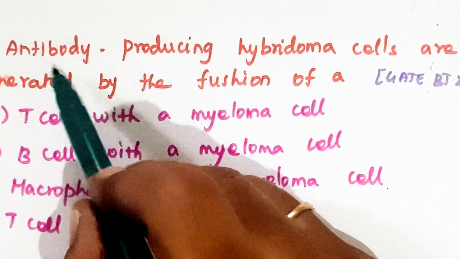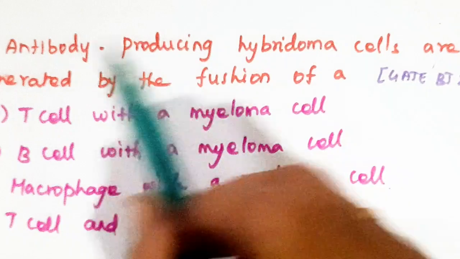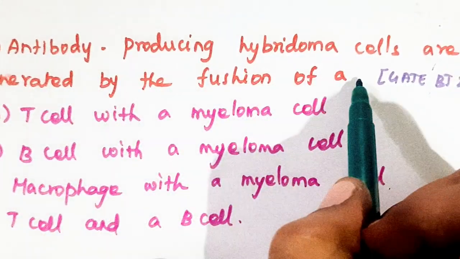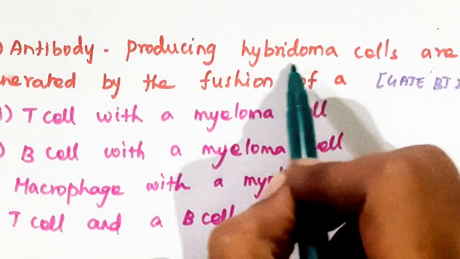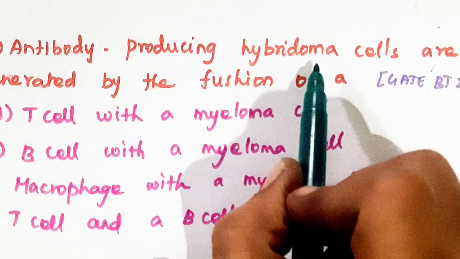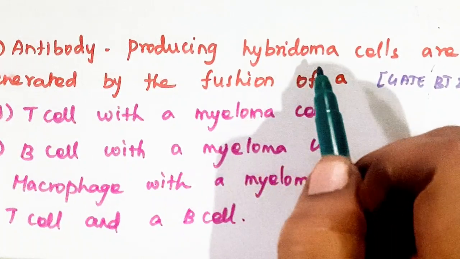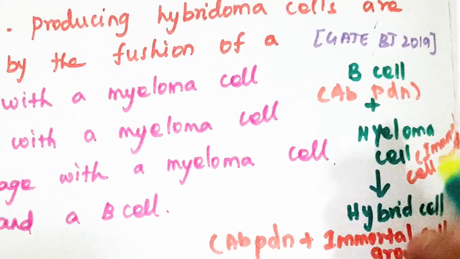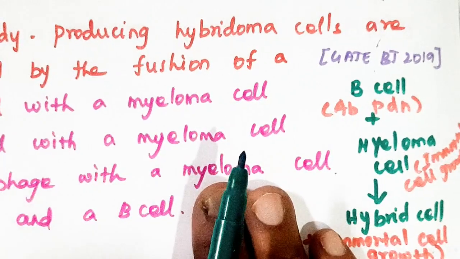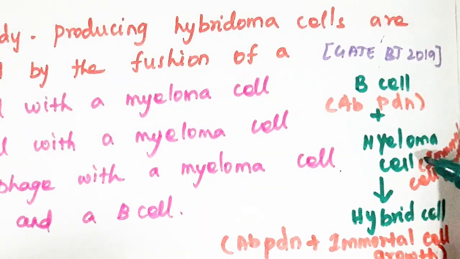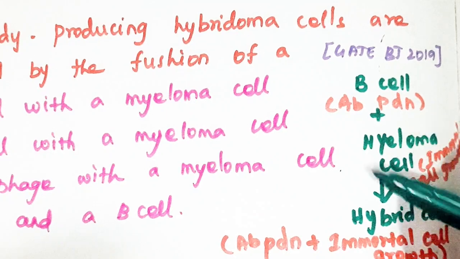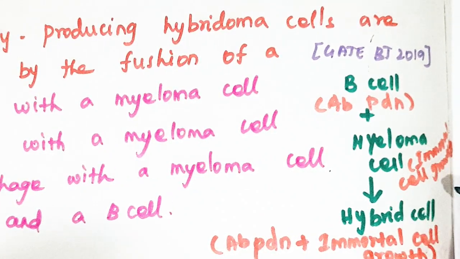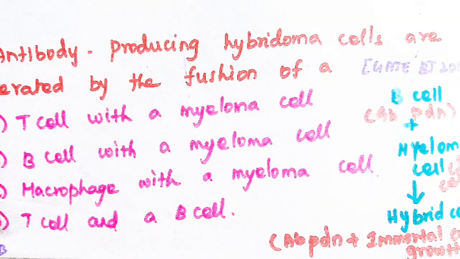Next question. Antibody producing hybridoma cells are generated by the fusion of a... Okay, so hybridoma cells are nothing but hybrid cells. So here we are going to fuse two cells. To make hybridoma cells, you have to fuse a B cell with a myeloma cell. B cell has the property of antibody production and myeloma cell has the property of immortal cell growth. These myeloma cells are cancerous plasma cells that can divide indefinitely in culture, unlike normal B cells.